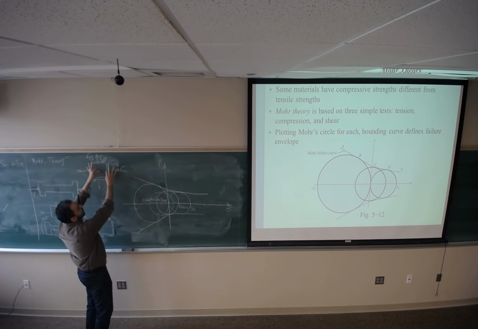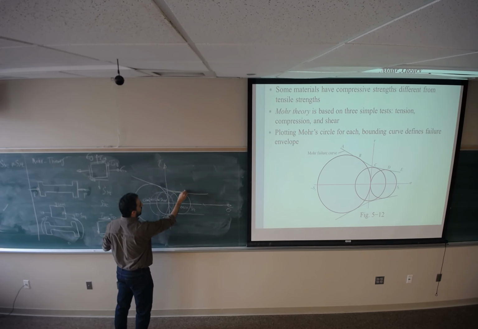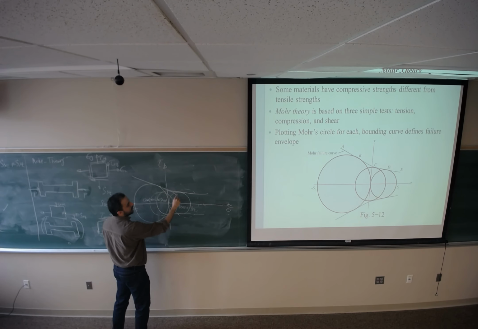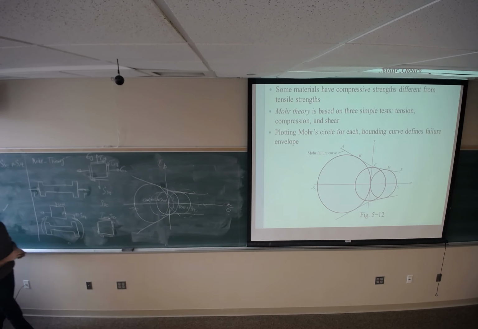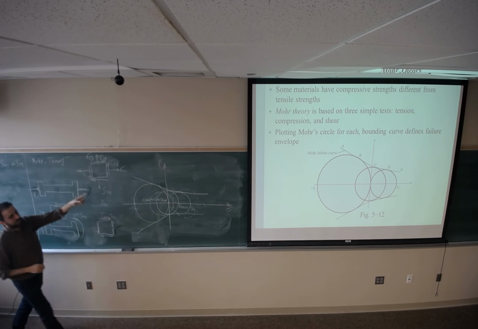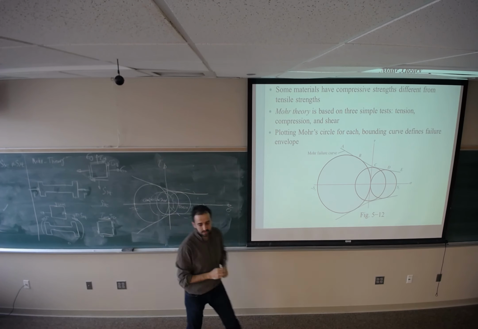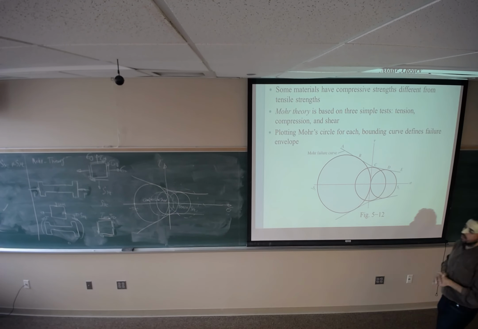If I draw this, I could find something like this. Since some parts of this circle are outside of the bound, we are going to have failure for that state of stress. So this is how this curve is working. Does it make sense?